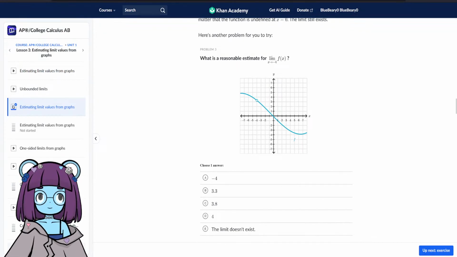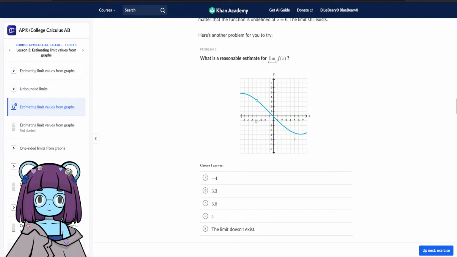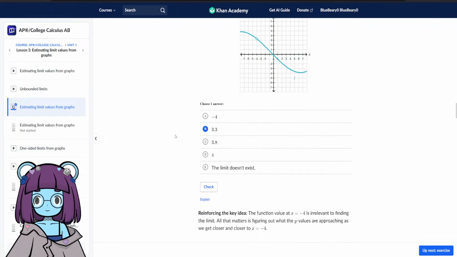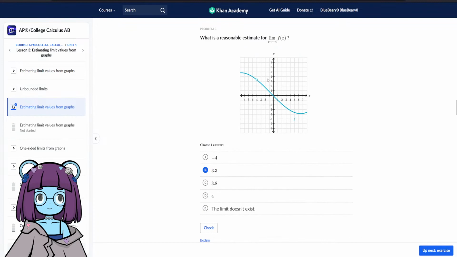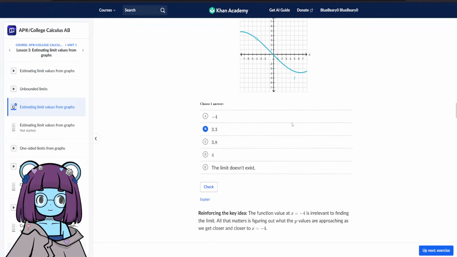So, as x approaches -4, it's undefined at -4, but it still approaches like, I can't tell, is that 3.8, 3.3? I think it's 3.3. Yeah, I would say it's 3.3. So it approaches 3.3 from both sides, even though at x equals -4, it's undefined.